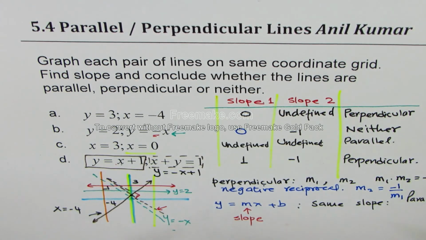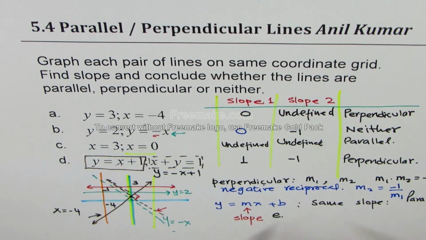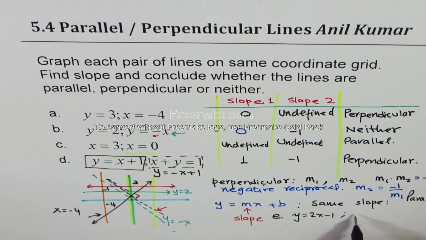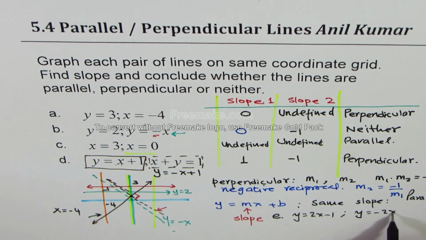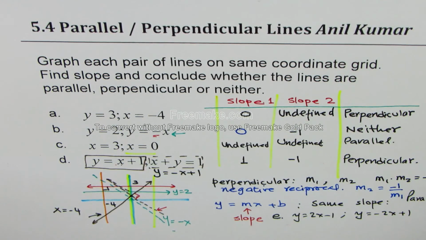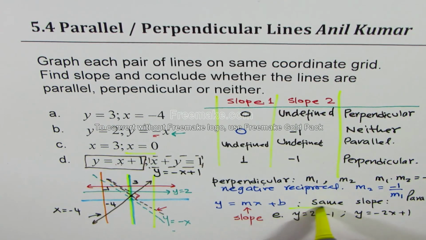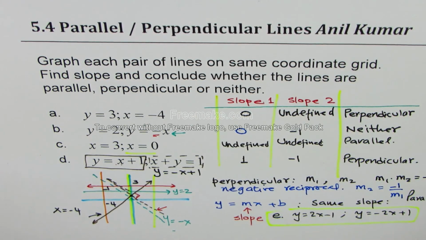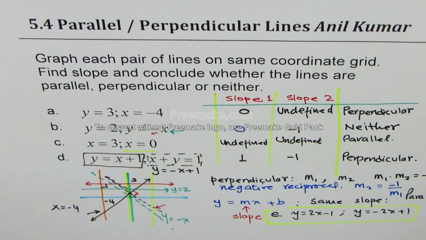Now for you, here is a test question. You decide about these lines. Let me say E: y equals 2x minus 1 and y equals minus 2x plus 1. Are these lines parallel or perpendicular? You can write down your answer for this test question in the comments.